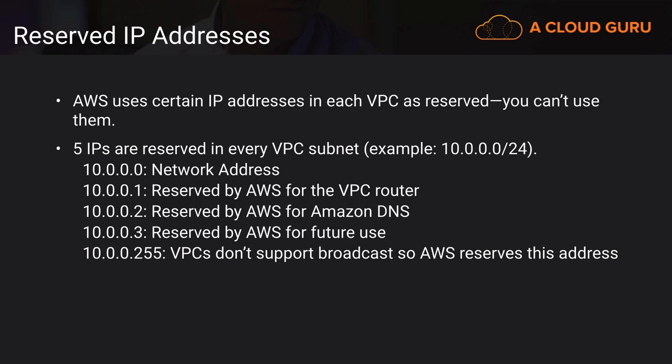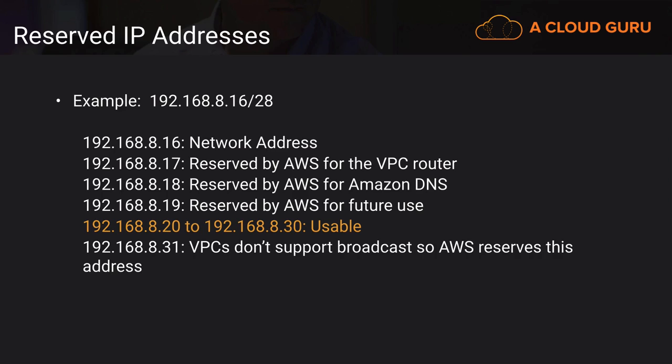Now, keep in mind that it's not these specific numbers that are reserved, rather it's the sequence or the placement in the IP range. So if we look at a different CIDR block, the network address in that case is 16. And that would mean 17, 18, and 19 are unusable for us. And in this case, 31 is the broadcast address of this particular subnet. So when you're architecting your subnets and your VPCs, make sure that you use some ranges that have enough IP addresses that you can account for these addresses that you're unable to use.